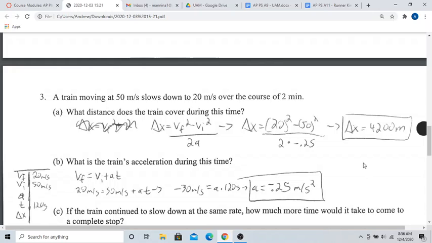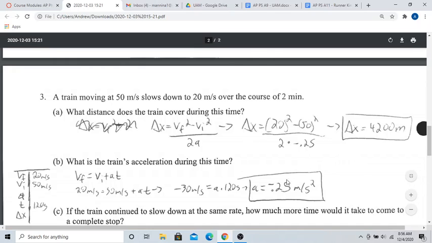All right. Next, it says if the train continued to slow down at the same rate, how much more time would it take to come to a complete stop? Well, again, you know the acceleration. So what you can do if you want is write a new chart, and you can change it up a couple ways. You could, one, start with VI, and say VI is 50 meters per second, and then VF is going to be 0, and write down the acceleration.